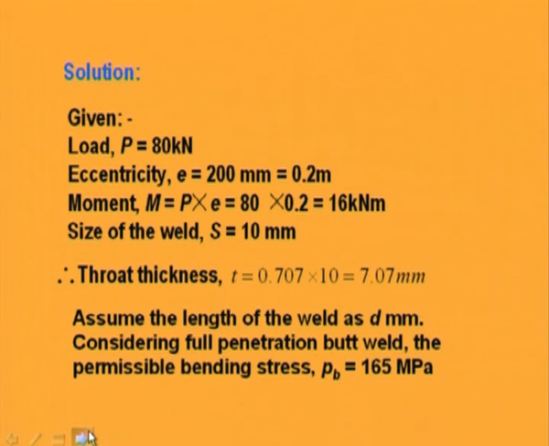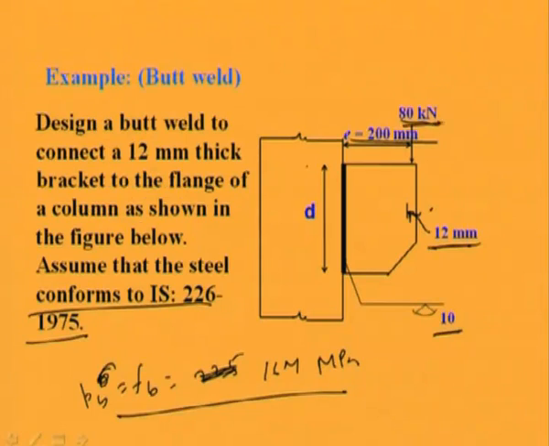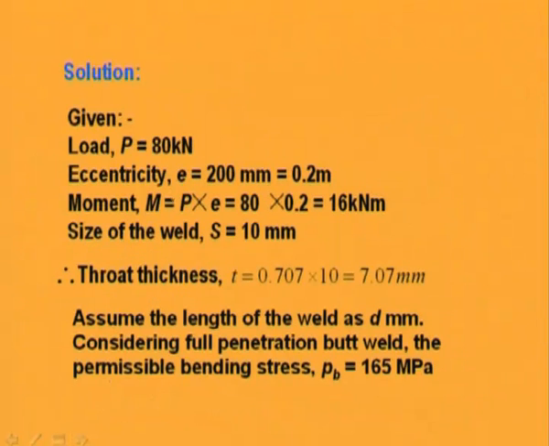So what is given? The load is given, which is 80 kilonewton, and eccentricity is given as 200 mm, which is 0.2 meter. Now the moment can be found from M is equal to P into E. So P is 80 and E is 0.2. Multiplying this we get 16 kilonewton meter.